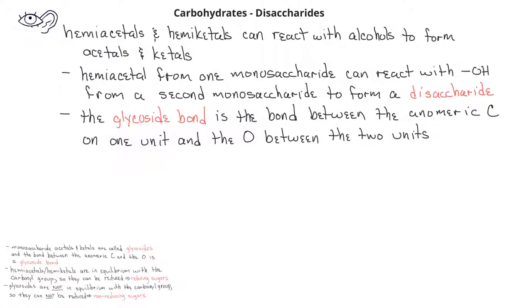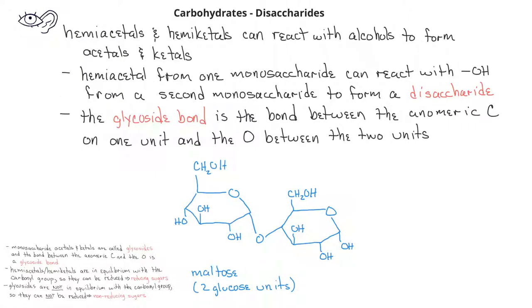Let's look at one example of a disaccharide. In this case, we have maltose, which has two glucose units connected. We call the glycoside bond specifically an alpha 1,4 glycoside bond because the glycoside bond is in its alpha position from the anomeric carbon. In other words, it points down.